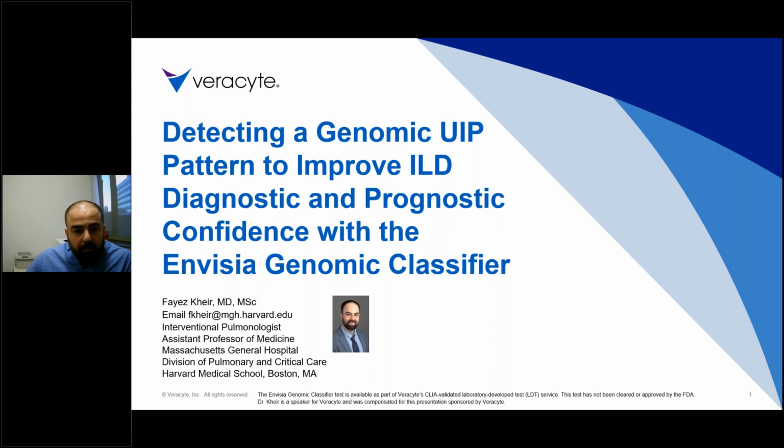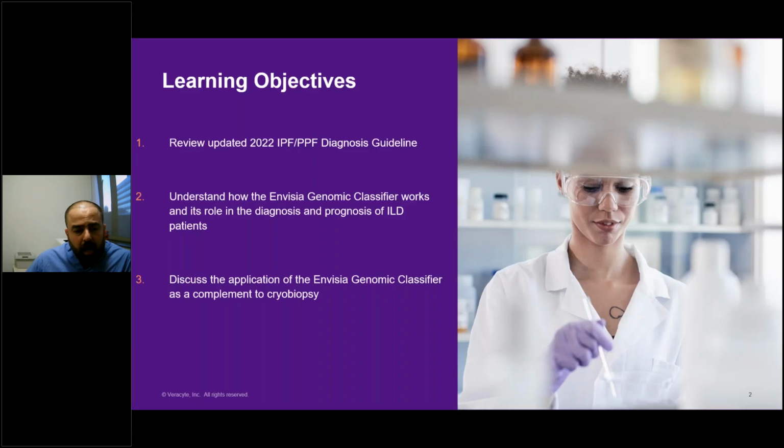Today I'm going to discuss detecting a genomic UIP pattern to improve ILD diagnostic as well as prognostic confidence with Envisia Genomic Classifier. Our learning objectives for today are to review the most updated ATS guidelines regarding idiopathic pulmonary fibrosis as well as progressive pulmonary fibrosis. We will understand how the Envisia Genomic Classifier works and its role in the diagnosis as well as prognosis of ILD patients. And then we'll end by discussing the application of Envisia Genomic Classifier as a complement to cryobiopsy.